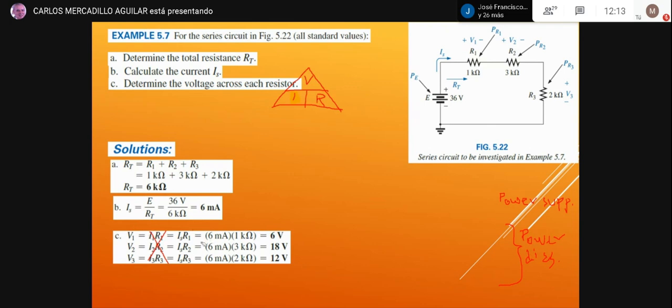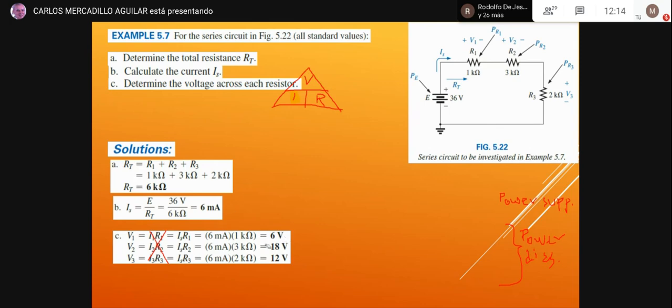Okay? 6 milliamperes times, we obtain millis and kilos. Let's say they cancel, and we obtain the volts. 6 volts, 6 times 3 is 18 volts, 6 times 2 is 12 volts. Okay? I cancel this because it says I1, I2, and I3, and that's not the case. We only have one current, that is IS. So don't worry about this, it is the only one current.